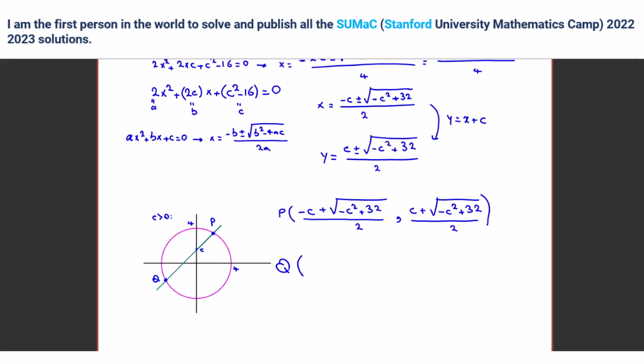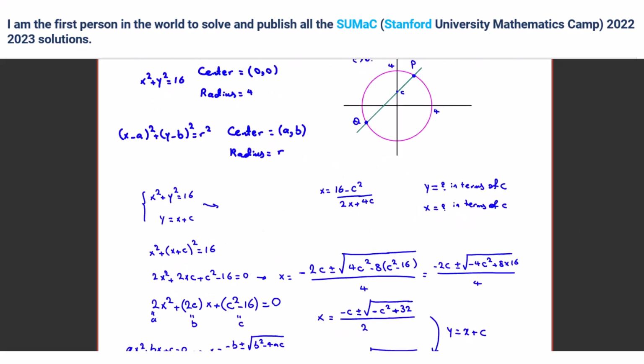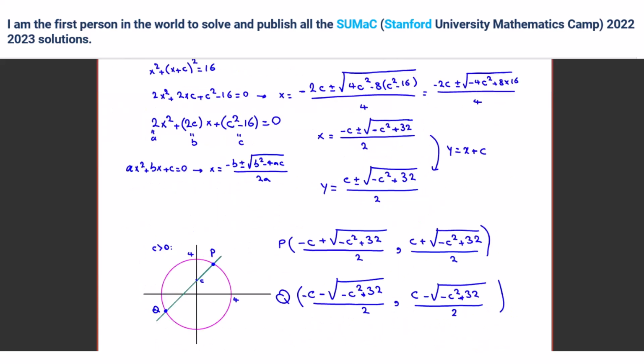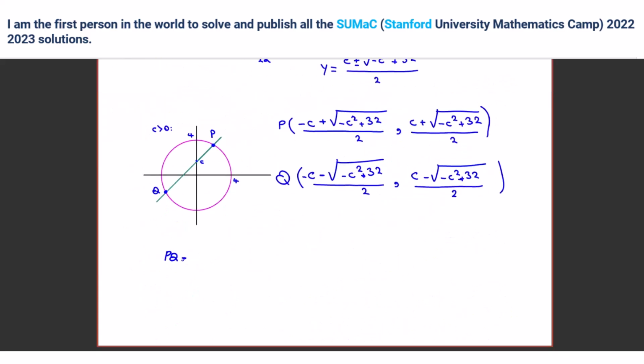What about the coordinates of Q? The x coordinate is negative c minus the square root of negative c squared plus 32, over 2. What about the y coordinate? It is c minus the square root of negative c squared plus 32, over 2. This one is plus 32. Okay, so the problem says the distance PQ is 2 root 2. Use this to find c.